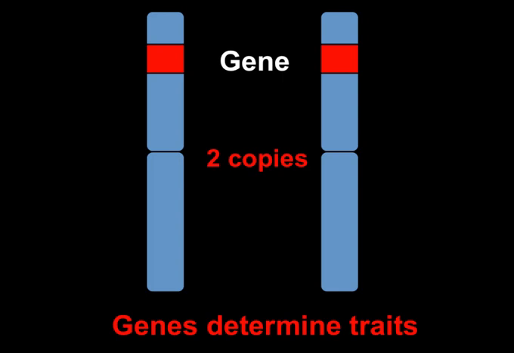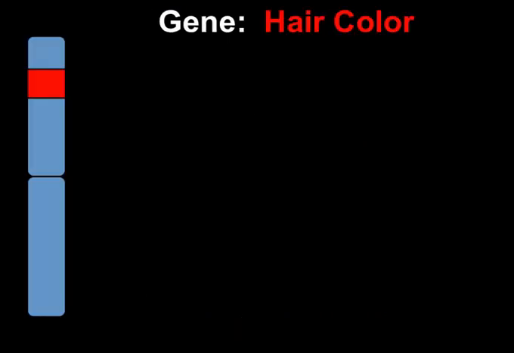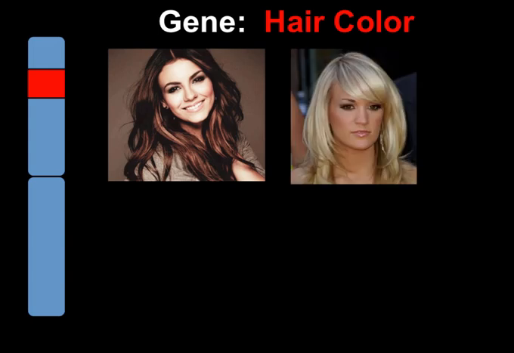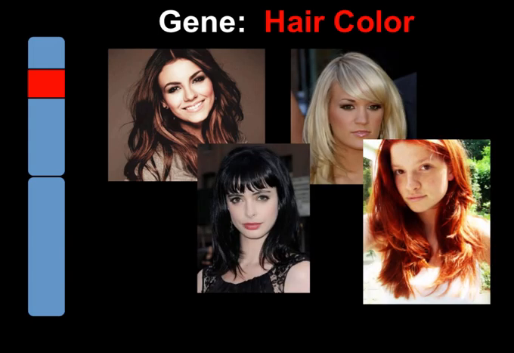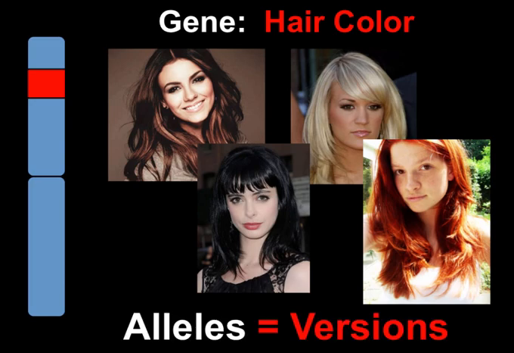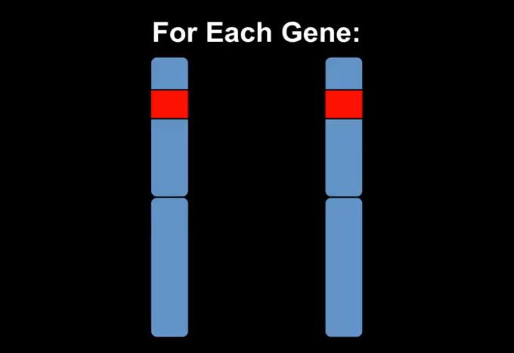And so remember, you have 2 copies of every single gene. Now, an example of a gene might be hair color, so that determines a certain trait. But there can be multiple different versions of that gene, and those versions are called alleles. So for each gene, you can have 2 alleles, because you have 2 copies of every gene.